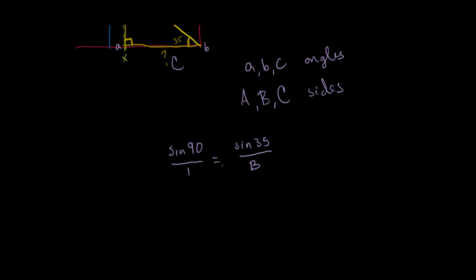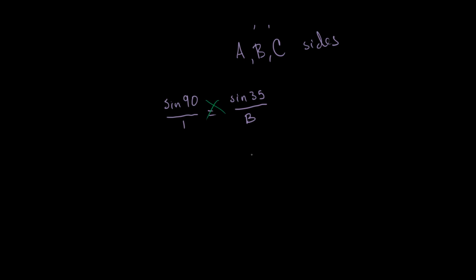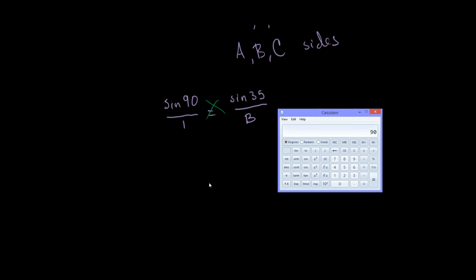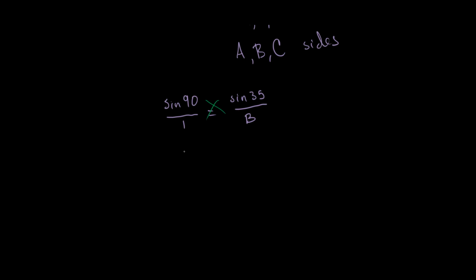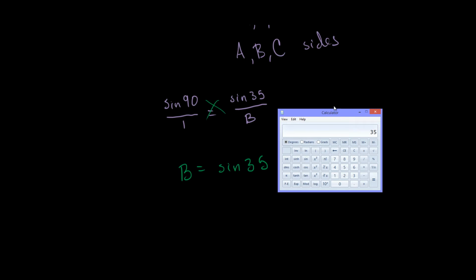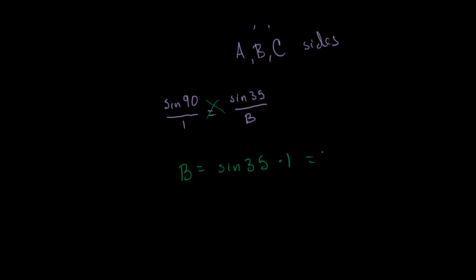Now to calculate this out, we can just cross multiply to find out. So we'll do 90, find the sine of that. It's going to give us 1. So we have 1 times b is just b equals sine 35 times 1. And what is sine 35? Sine of 35 is, we'll say, 0.57. So we just found side b is 0.57.